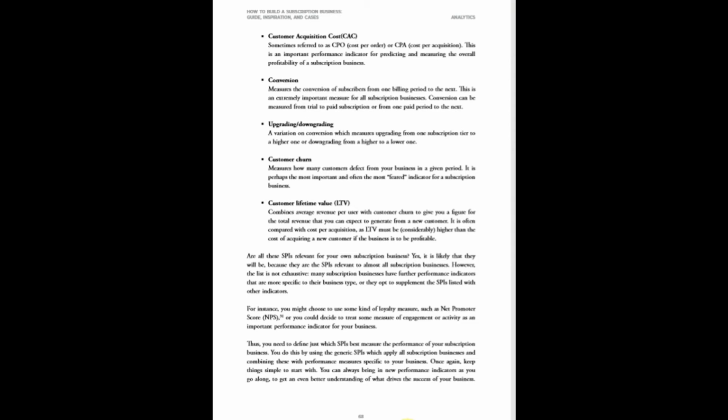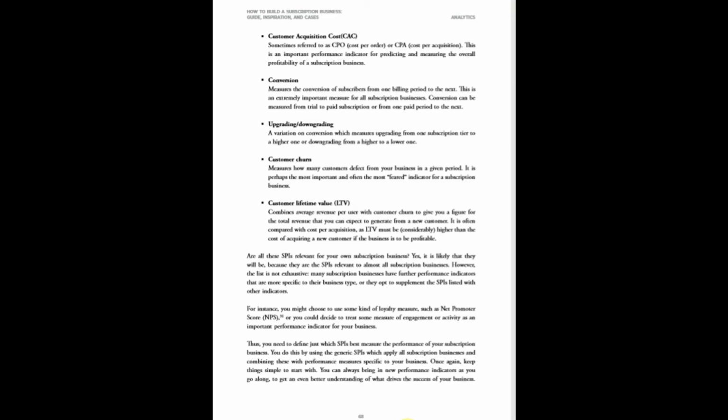Upgrading, downgrading: a variation on conversion, which measures upgrading from one subscription tier to a higher one, or downgrading from a higher to a lower one. Customer churn measures how many customers defect from your business in a given period. It is perhaps the most important and often the most feared indicator for subscription businesses. Customer lifetime value combines average revenue per user with customer churn to give you a figure for the total revenue that you can expect to generate from a new customer. It is often compared with cost per acquisition, as LTV must be considerably higher than the cost of acquiring a new customer if the business is to be profitable.